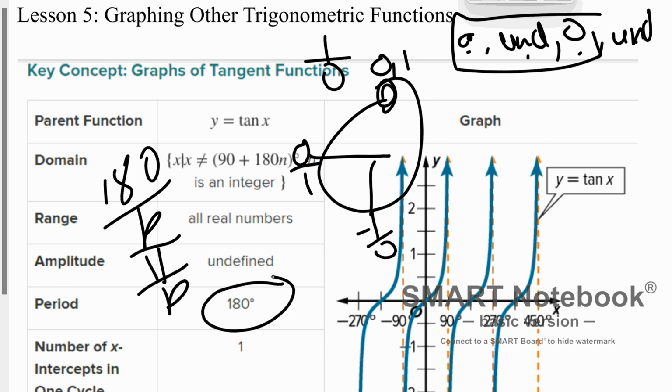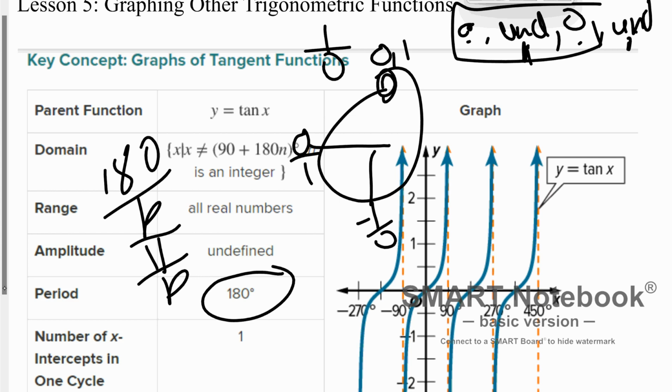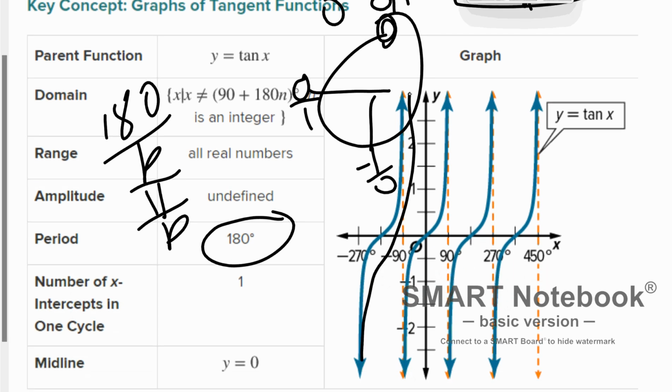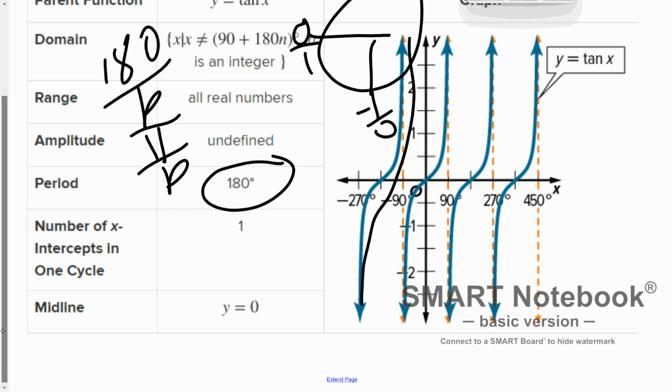And here we have some undefineds, right? Because we can't divide by 0. And so our domain is kind of limited. We have some limitations there, but our range, as you can see, our y values go on forever, where sine and cosine, it doesn't go forever. And again, our midline is y equals 0.